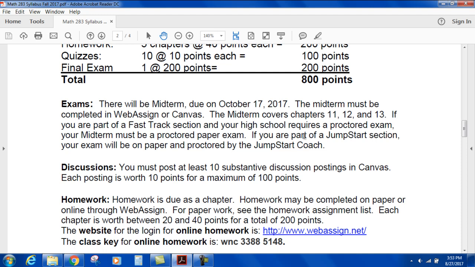The midterm covers chapters 11, 12, and 13. If you're part of a fast track section, your high school requires a proctored exam. Your midterm must be a proctored paper exam. If you're part of a Jumpstart section, your exam will be on paper and proctored by the Jumpstart coach. Now, I've tried to look into everyone earlier than the start date to see if this applies, and I don't think it does, but if it does, please let me know.